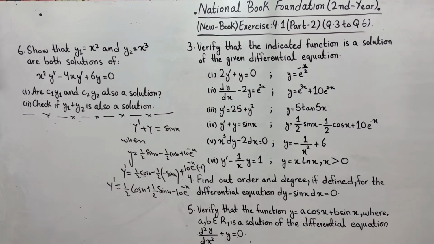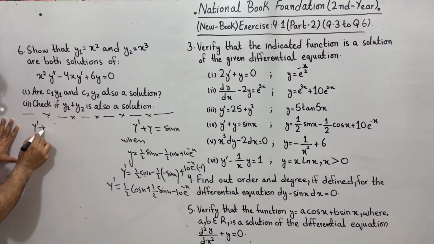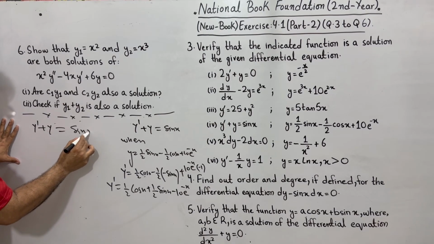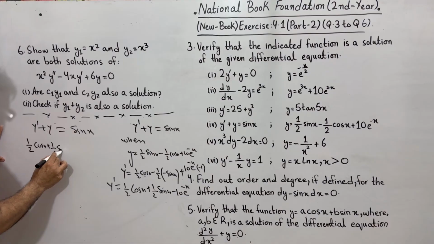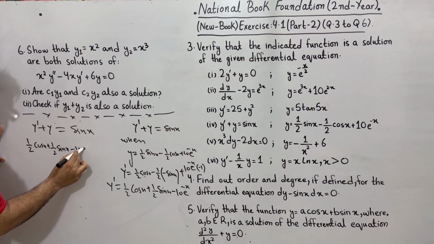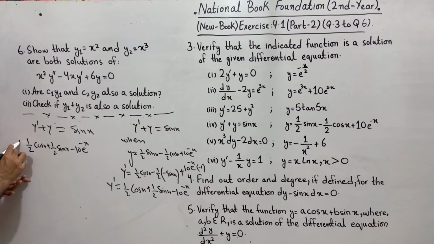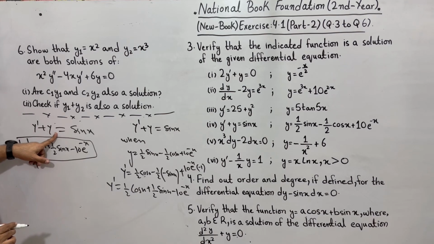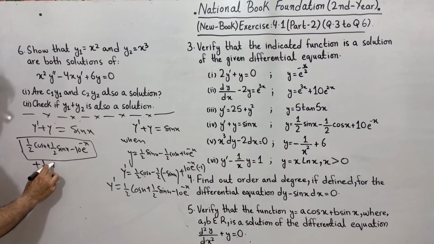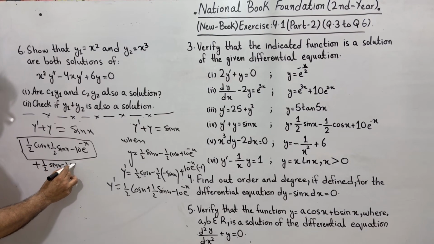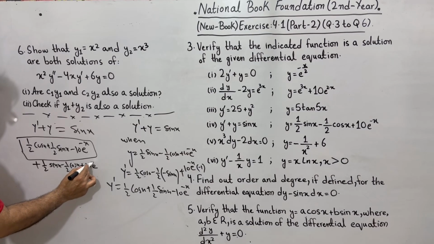Let me check the frame. Yes, I have limited space. Y dash plus y is equal to sin x. My y dash is half cos x plus half sin x negative 10 times e raised minus x. That's my value of y dash, plus the value of y itself, the function, that is half sine negative half cos x plus 10 times e raised minus x.